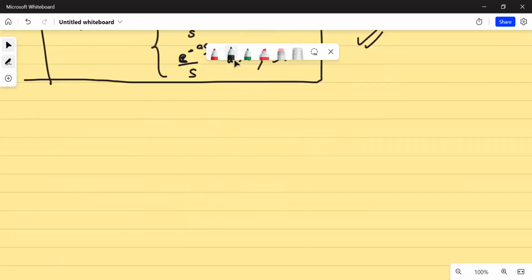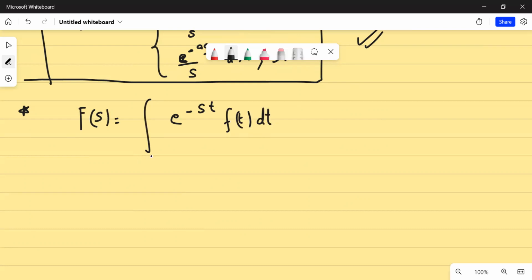Now let us see. This is one, and then, let's do something to understand things. Let us start from the very beginning. So I knew that the Laplace transform of f(t) was the integral of e to the power minus st f(t) dt from 0 to infinity. This was my Laplace transform, right?